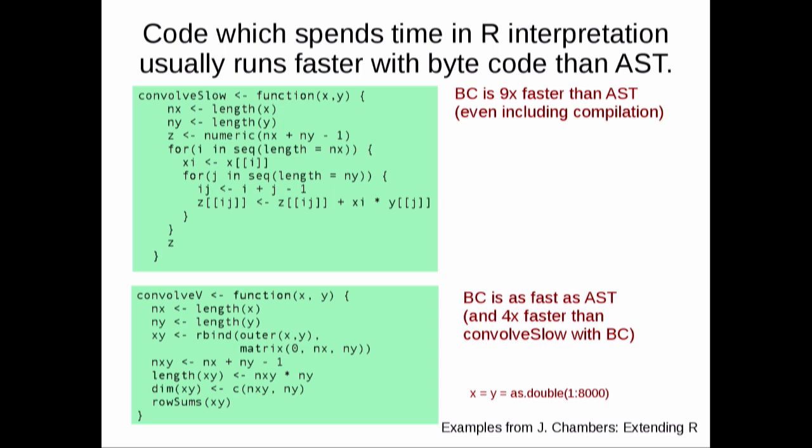So this is again the same convolution example. And this example runs 9 times faster with the bytecode interpreter and compiler on a vector of length 8,000.